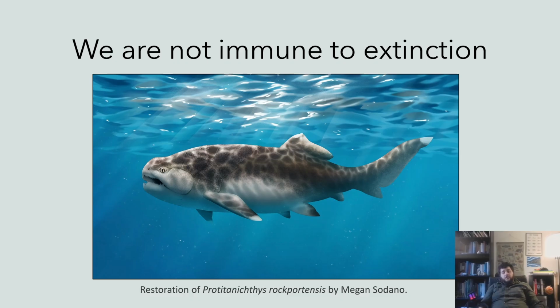Placoderms were around a lot longer than humans have been, and there's no reason to think that some major change in our habitat that we depend upon couldn't drive us to extinction as well. So we're going to talk a lot about the fossil record, not just in terms of, hey, look at this cool fossil fish, but also what do we learn from the fossil record? And extinction is going to be a big part of it, but not the only thing, right? It's not just all doom and gloom.